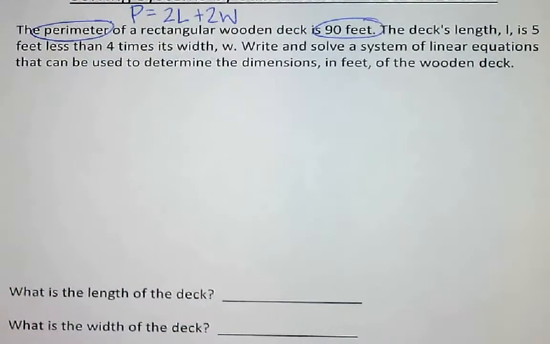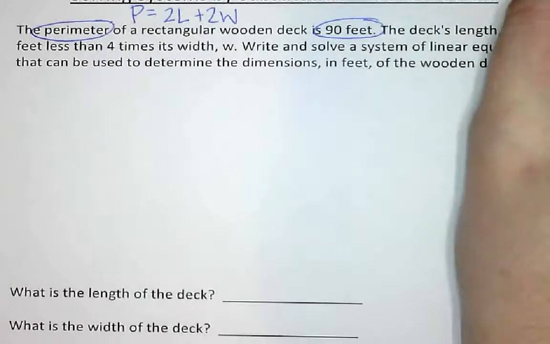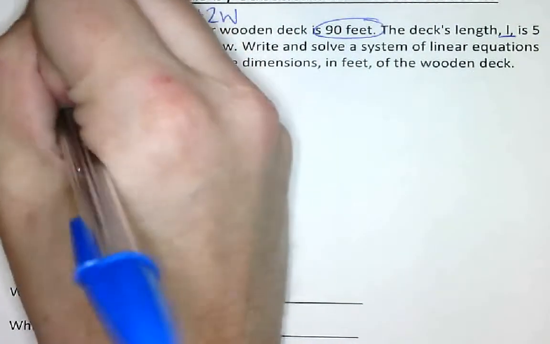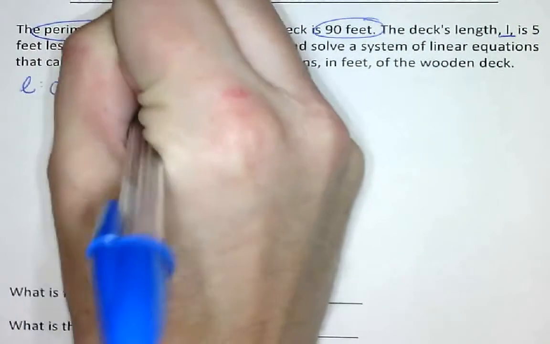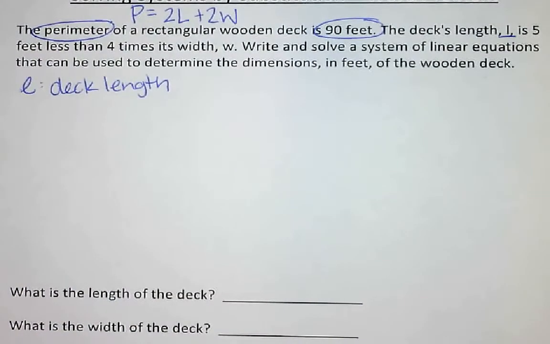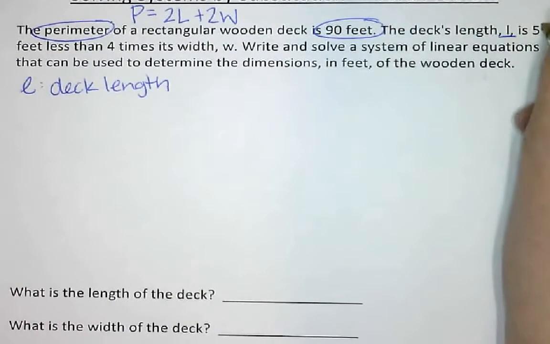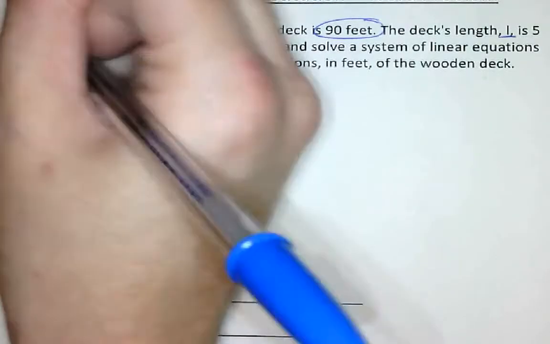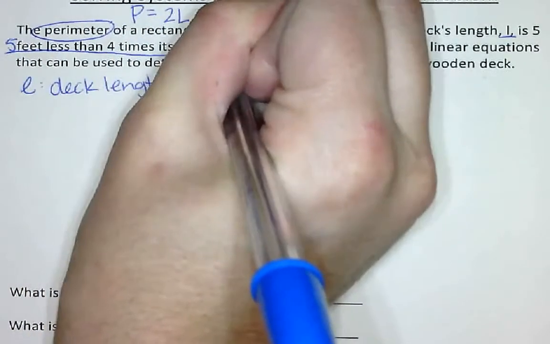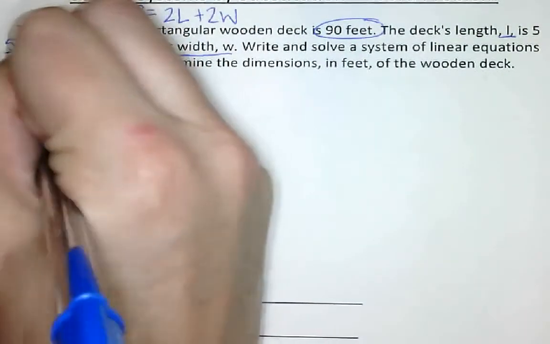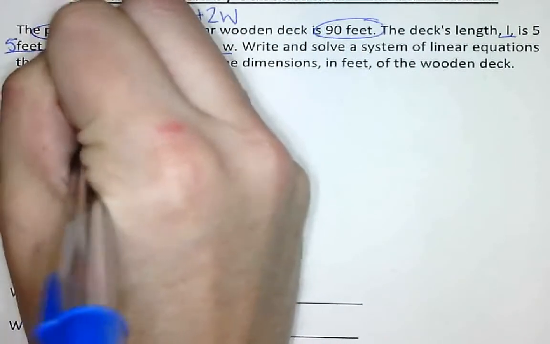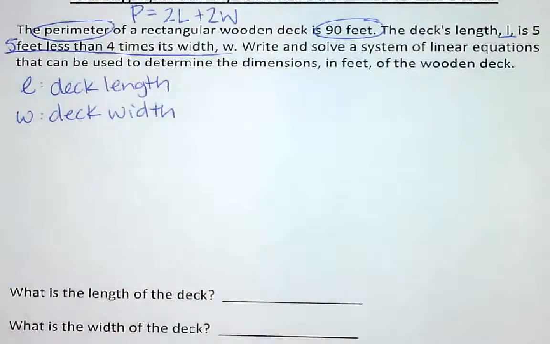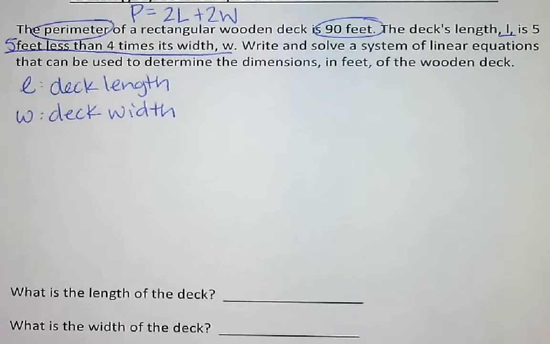The deck's length, L, all right, so I'm going to say L is the deck length. I like to label my variables. L is 5 feet less than 4 times the width, W. So we're dealing with the length and the width. The deck length and the deck width. Write and solve a linear system of equations that can be used to determine the dimensions in feet of the wooden deck. So guys, we need to write 2 equations, all right?